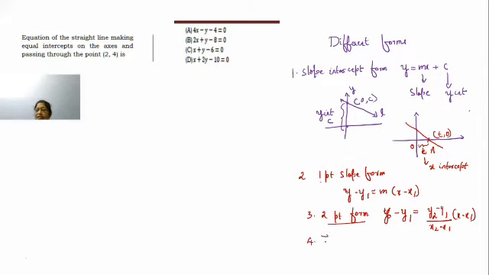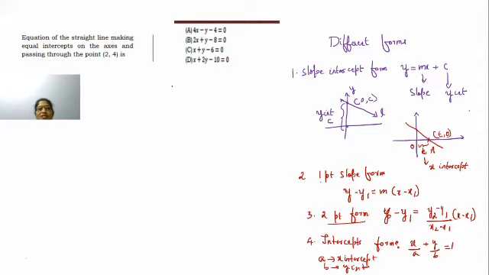And the intercepts form, what is intercepts form? Intercepts form is x by a plus y by b is equal to 1. What is a called? a is the x-intercept and b is the y-intercept. I hope you got me.